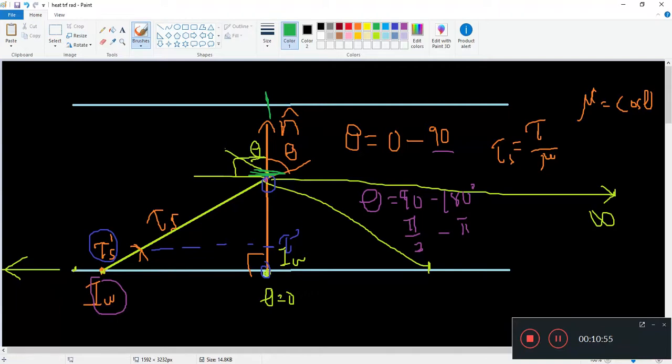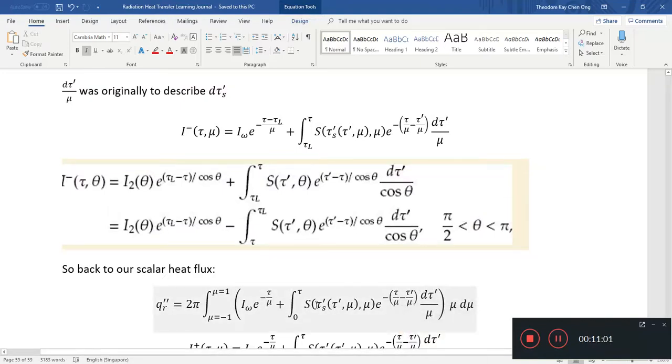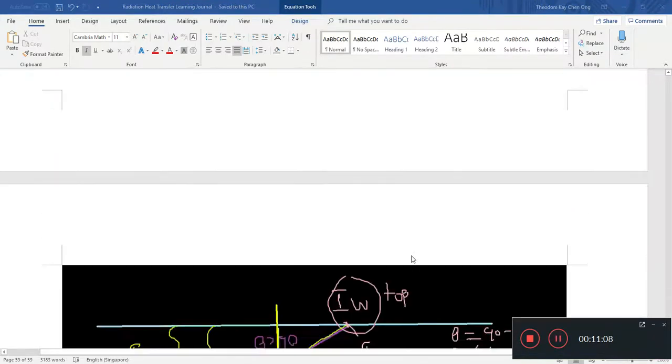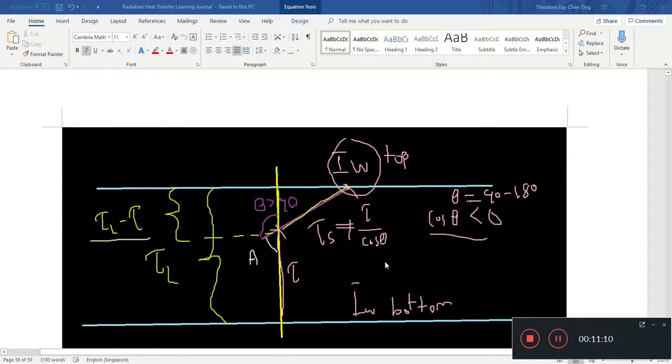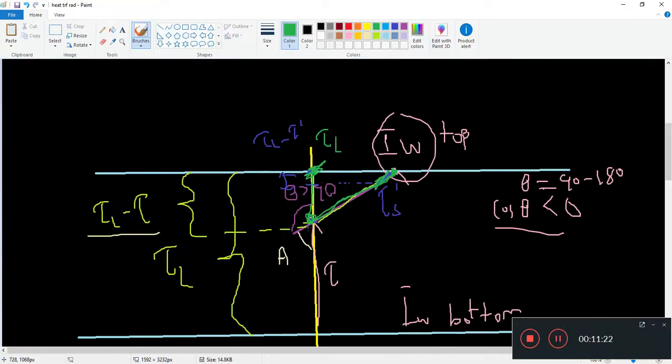Let's take a look. Where is mu equals minus 1? Let's take a look at our diagram again. Yes, mu equals minus 1 is when we have a full theta equals 180 degrees. So when we have a theta more than 90, that's theta equals pi by 2 or more, the thing actually goes negative. That means it's coming from the top plate. So mu equals minus 1 is where theta equals 180.